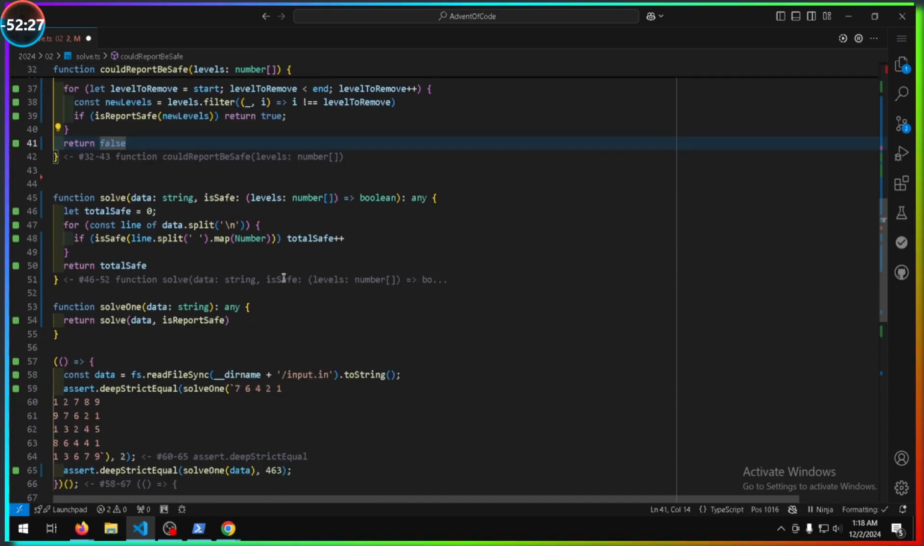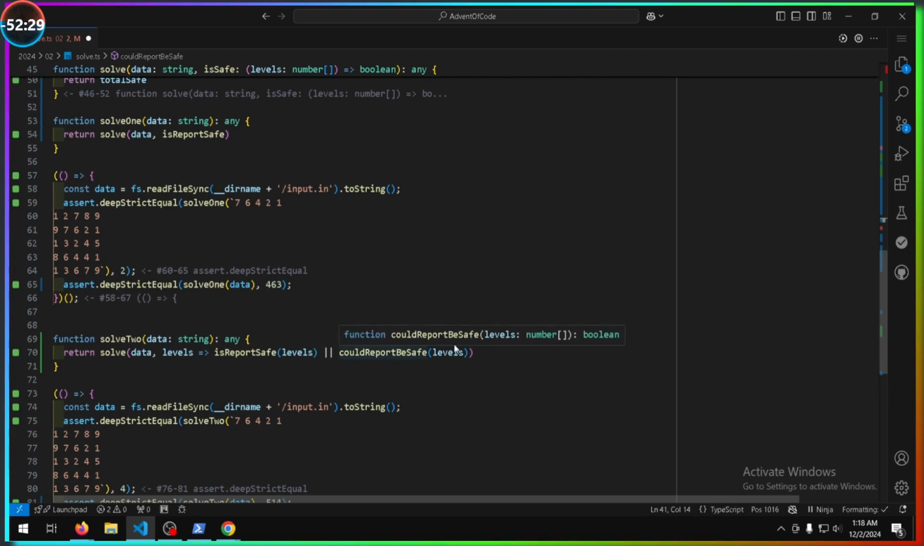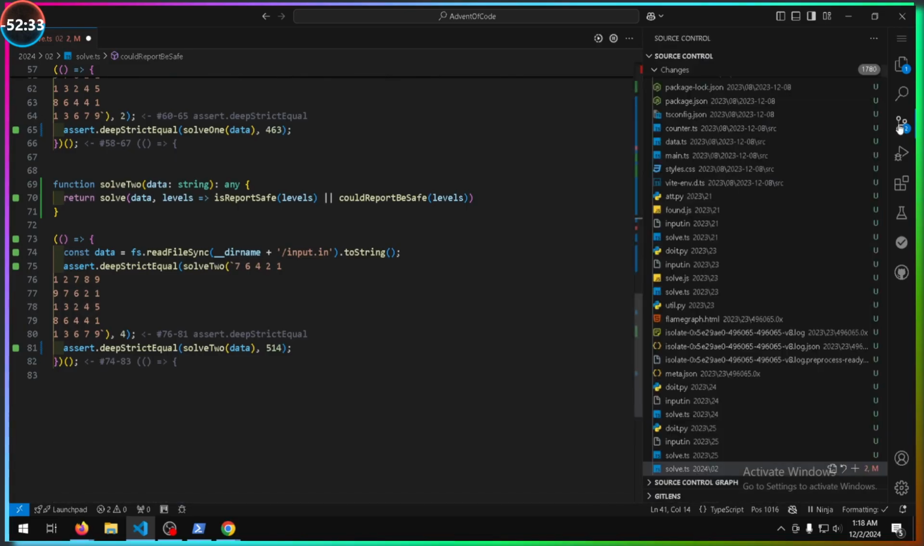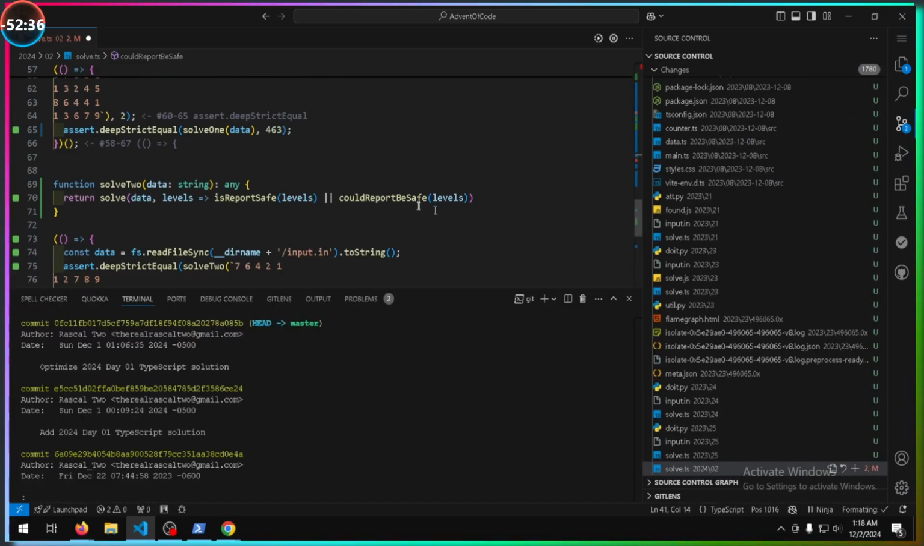Everything else remains the same. The custom function handles the logic. And that is it.